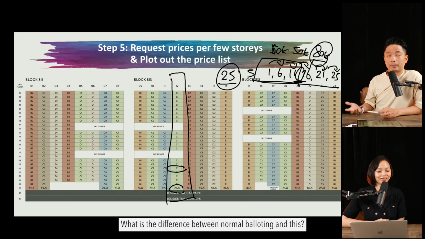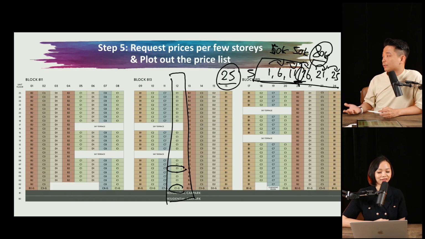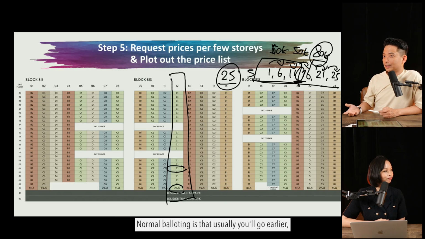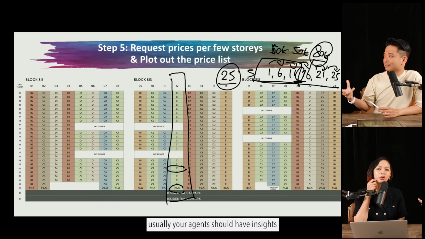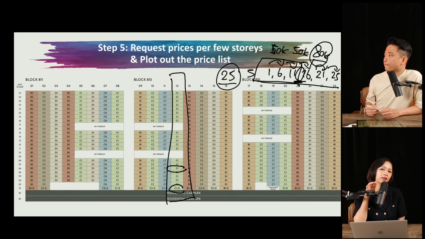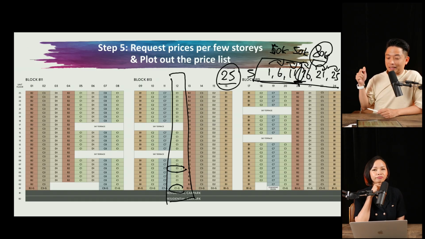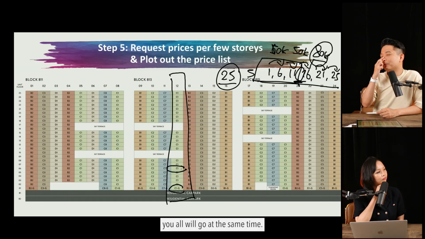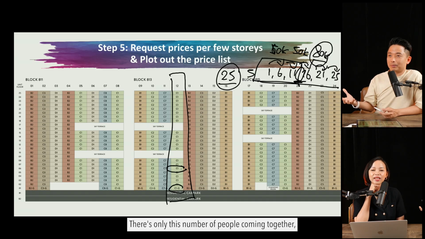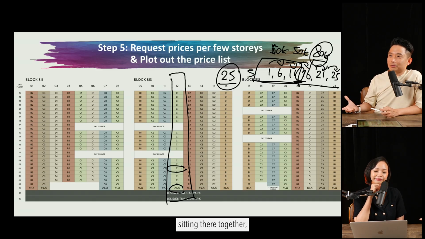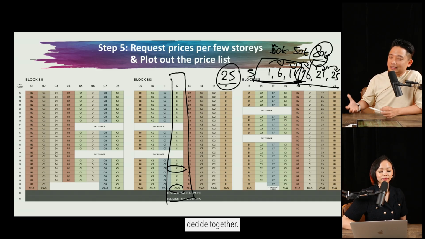What is the difference between normal balloting and this? In normal balloting, usually you go earlier, then the price will already be out. Actually, for normal balloting, usually your agents should have insight, roughly what the price range is. Plus, if you go there earlier, sometimes you can see the price. But for this one, for the priority, you all will go at the same time. There's only this number of people coming in together, sitting there together, getting the price together, deciding together.